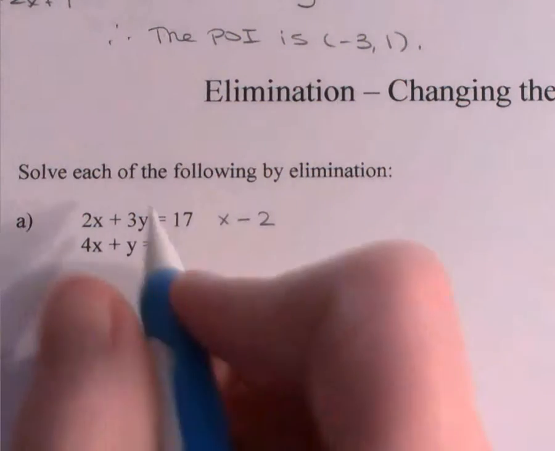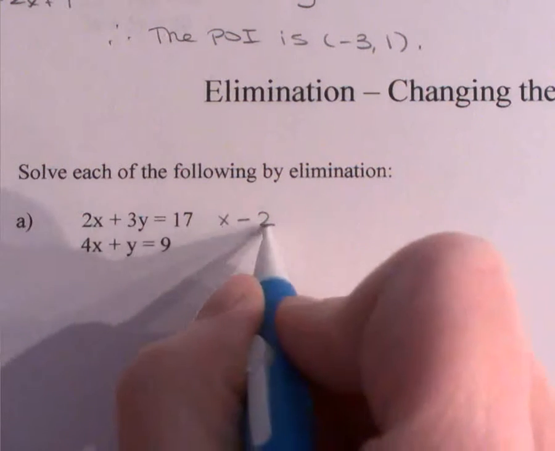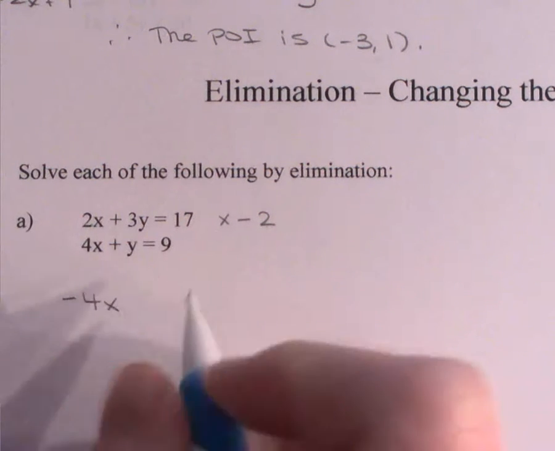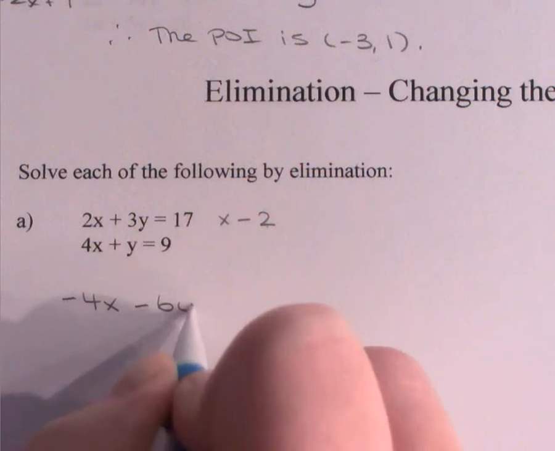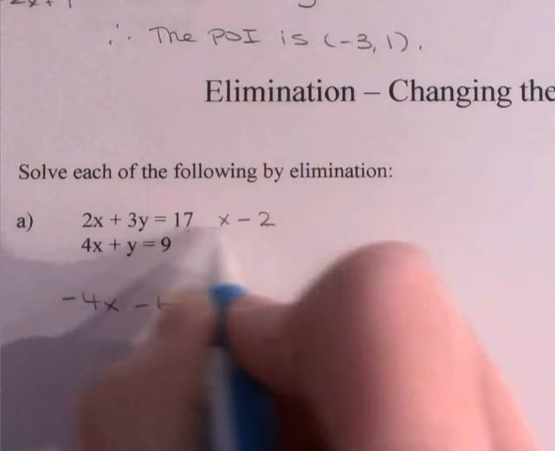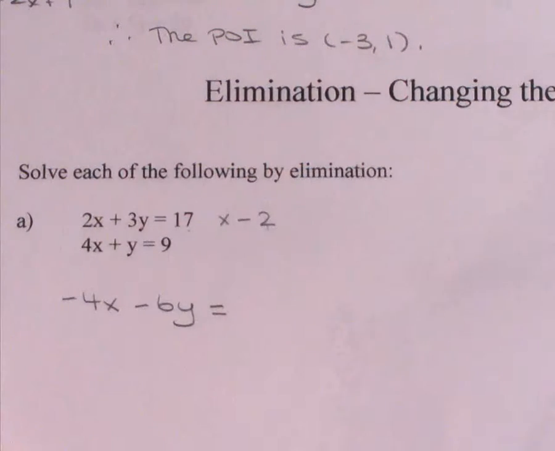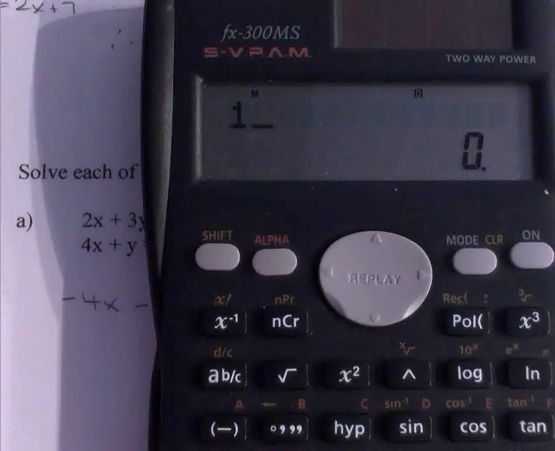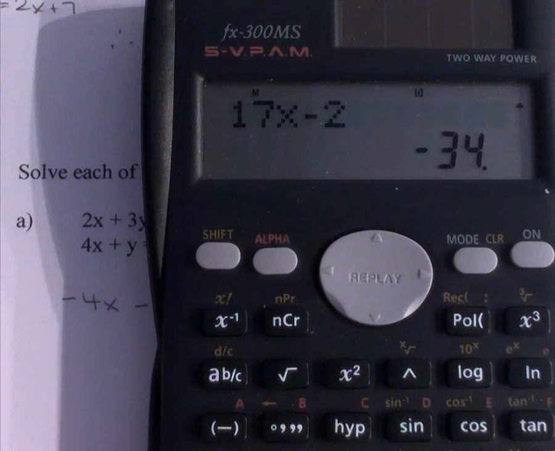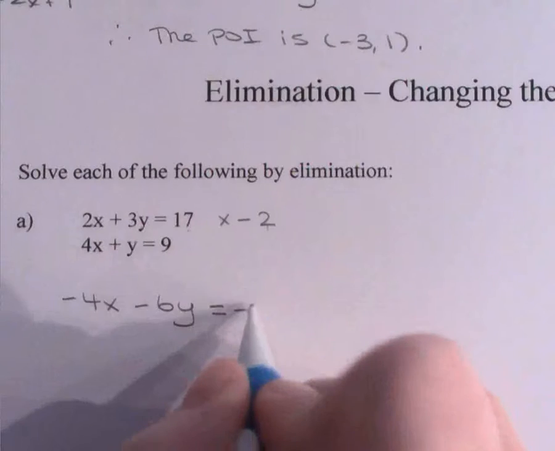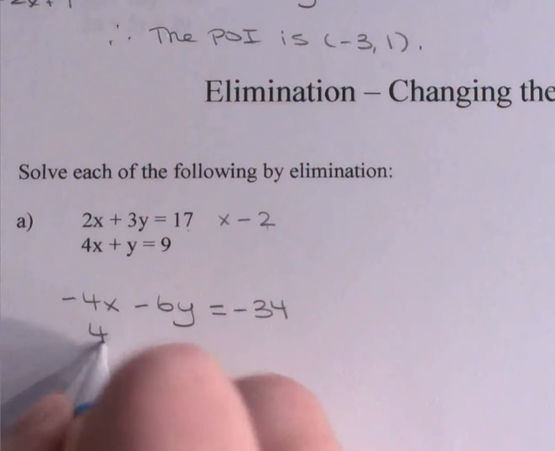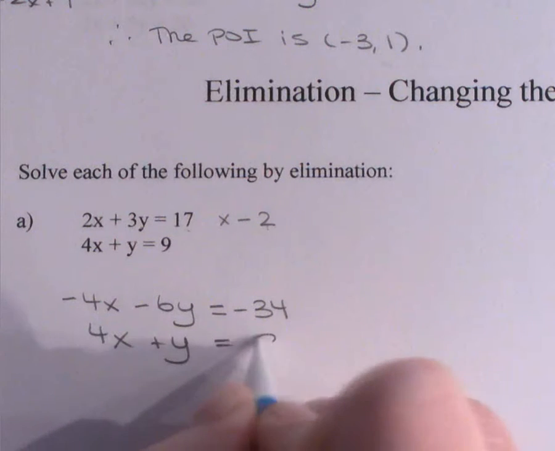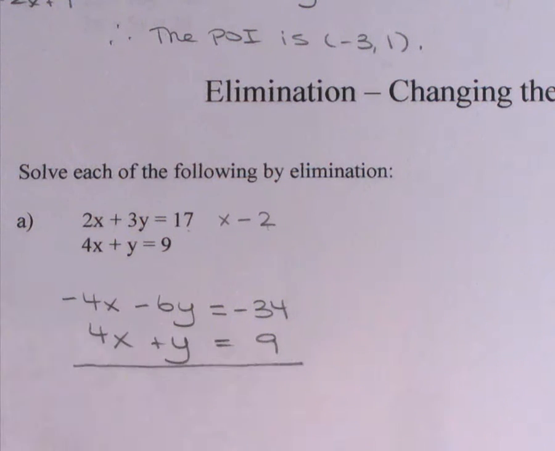So 2x times minus 2 is minus 4x. 3y times minus 2 is minus 6y. And 17 times minus 2, I can grab my calculator, and I get minus 34. So I'm going to write minus 34 down. Then I don't need to change the second equation, so I'm going to leave it exactly as it is, and then I'm going to draw a line under it.